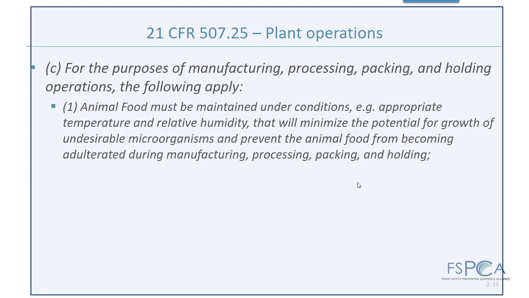For the purposes of manufacturing, process, packing, or holding, the following apply. Animal food must be maintained under conditions that will minimize the potential for growth of undesirable microorganisms and prevent the animal food from becoming adulterated during manufacturing, processing, packing, and holding. So just a little bit more emphasis there on trying to control microorganisms and trying to prevent adulteration.